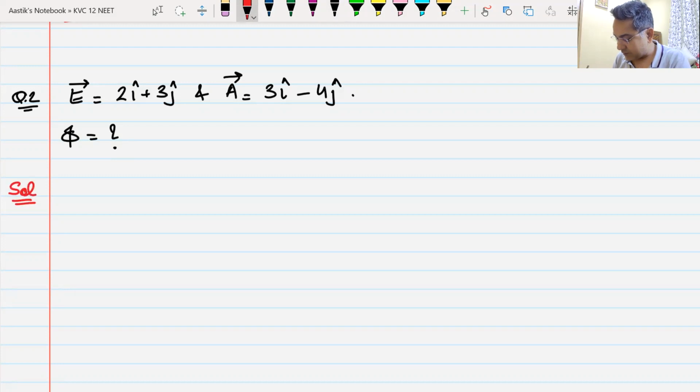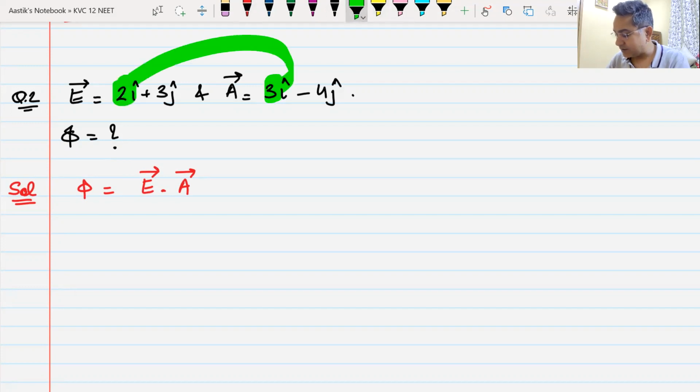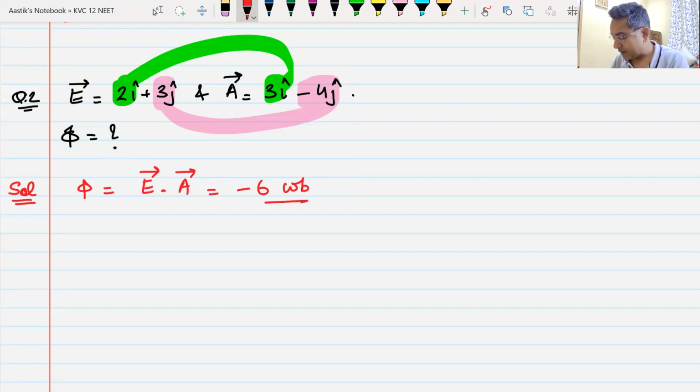It would be incoming. So how do I get this flux? I just need to take the dot product of E with A. So remember, i will get dotted with i: 2 into 3 will become 6. j will only get dotted with minus 4j, so it is minus 12. 6 minus 12, and the answer is minus 6 weber. And that is your answer. Do we understand this, everyone?